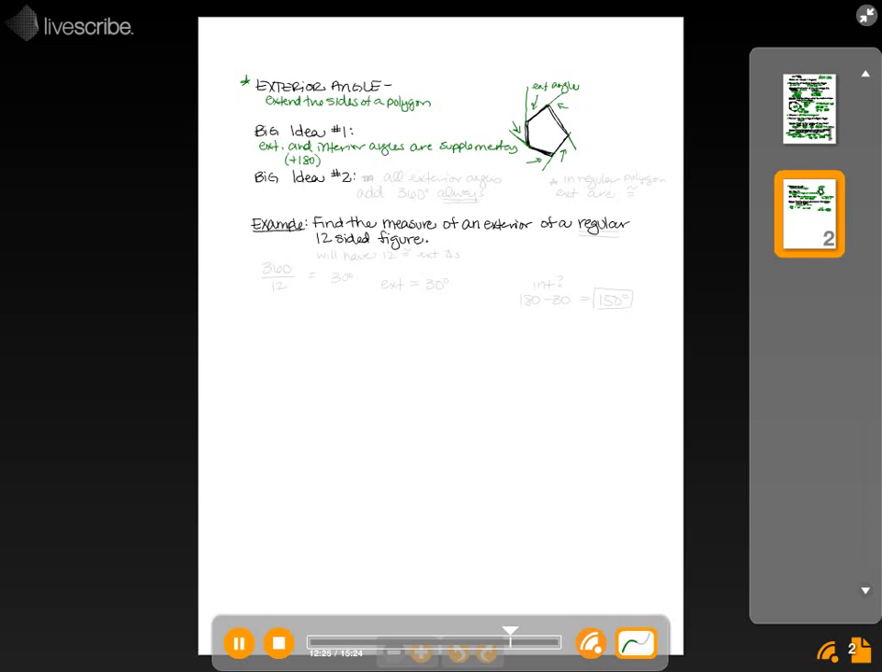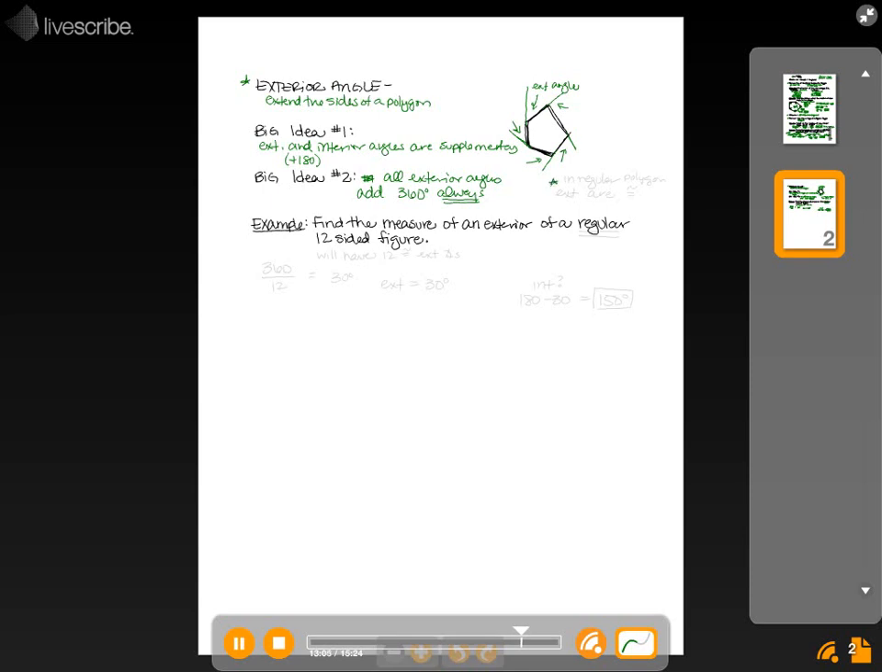The second idea is that all exterior angles of a polygon add to 360. And it doesn't matter the polygon. I could have an octagon, I could have a decagon, I could have a polygon with 25 sides. The exterior angles will always add to 360. It does not matter the shape. Exterior angles will always add to 360.